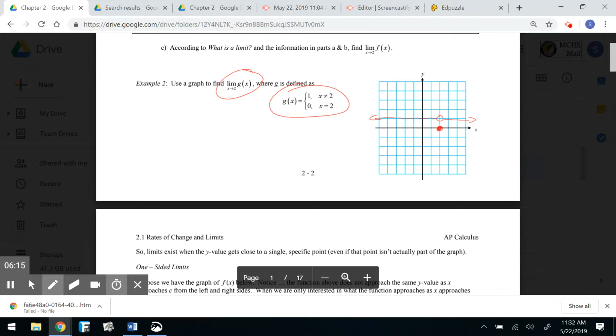Now, if you look, whether you're approaching 2 from the left-hand side or from the right-hand side, it looks like it goes to a specific y value of 1. So the limit as x approaches 2 of our piecewise function g of x is equal to 1, which is interesting. So even though the function value is not 1, the limit is 1. And that's the idea and the concept of limits.